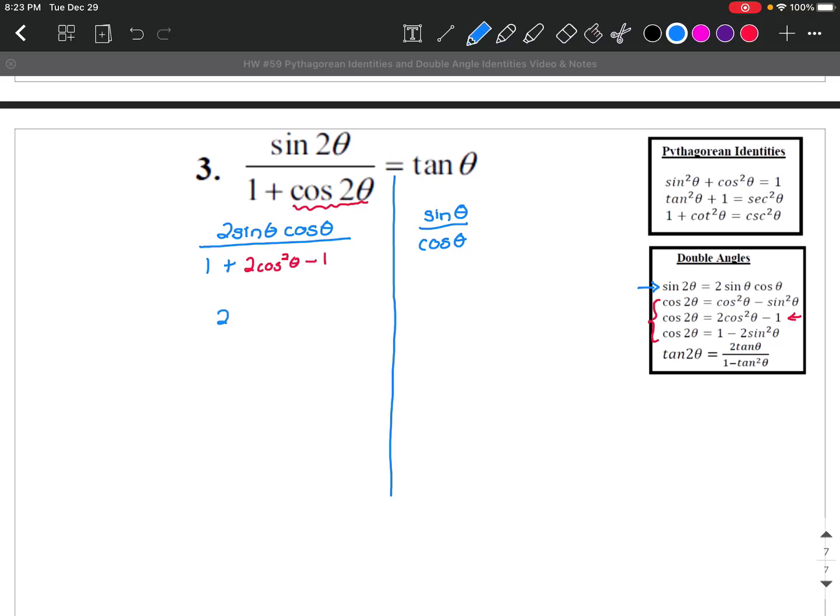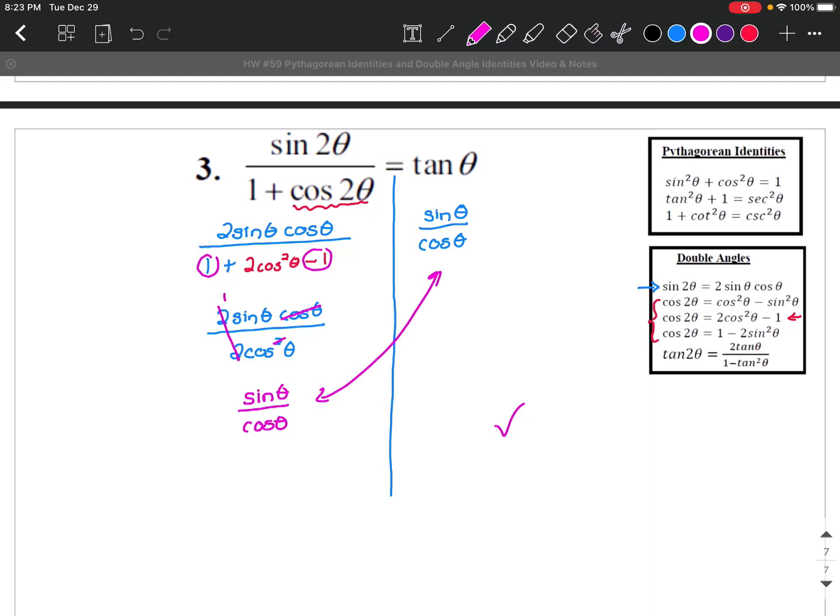So on the top, I've got 2 sine theta cosine theta. On the bottom, my 1's here, 1 minus 1, they're going to add to 0. And I'm just going to have 2 cosine squared theta in the denominator. My 2's are going to divide to 1. My cosine theta is going to cancel out one of them in the bottom. And I have sine theta over cosine theta. They're the same. I'm done. We did the proof.